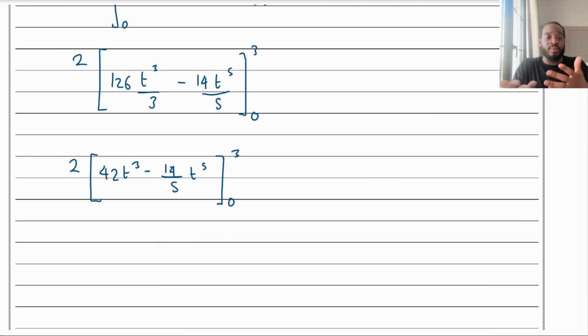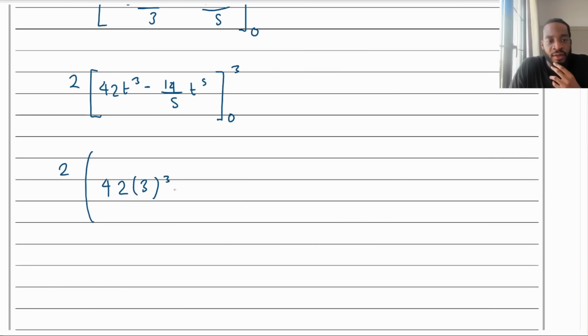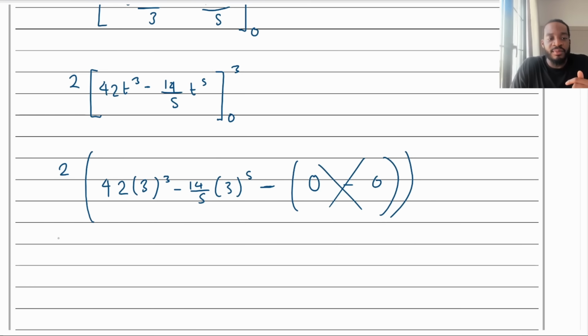So all I've got to do now is evaluate, put the upper limit in, put the lower limit in, and we're done. So it's going to be 2, big bracket, 42 times 3 cubed minus 14 over 5, and then 3 to the 5. That is the upper limit, and then the lower limit is literally going to be zeros, no? Because I plug in 0 into both of those, I just get 0. So it'd be 0 minus 0, essentially, so there'd just be nothing there. So the answer is going to be equal to 2 times 42 times 3 cubed, which is 27, minus 14 over 5 times 3 to the 5.